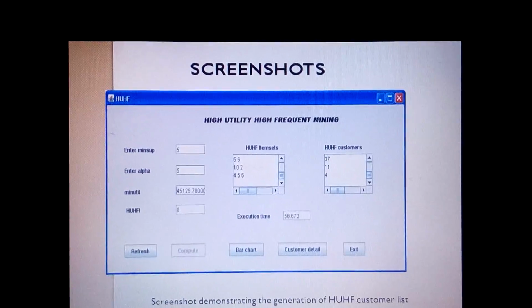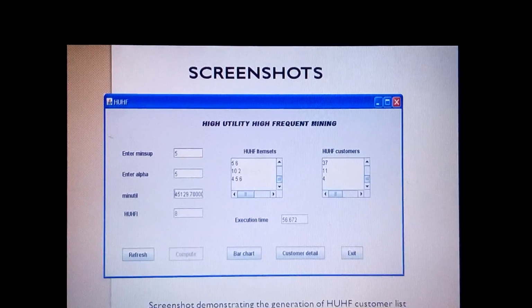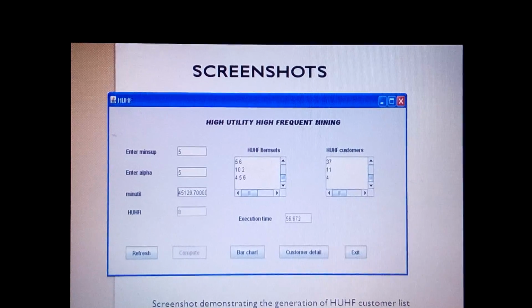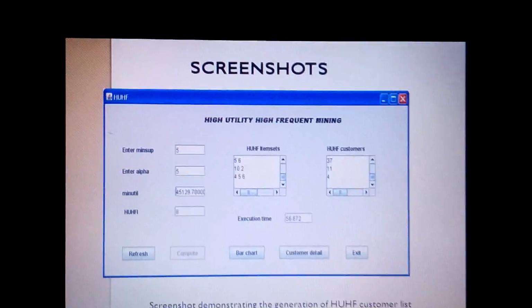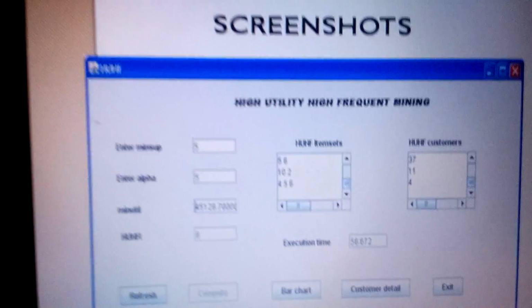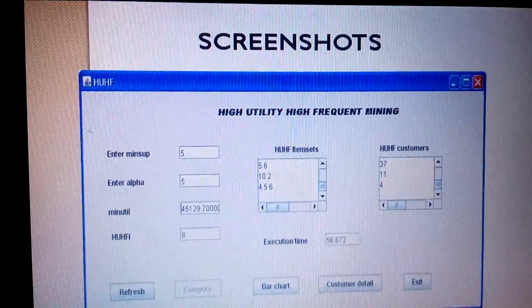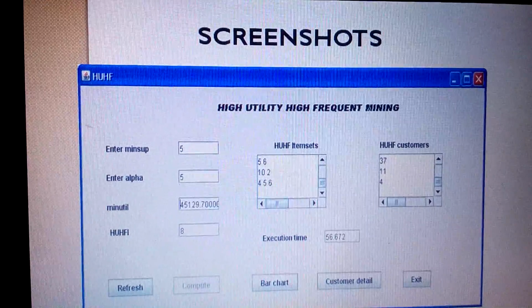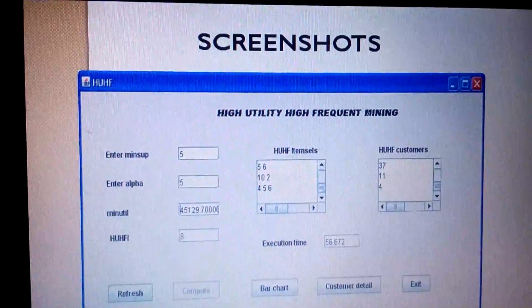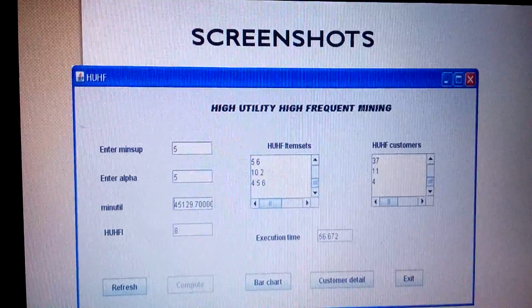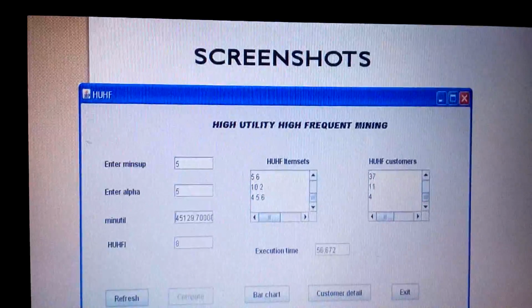Let us see the screenshots. High utility, high frequent mining. Enter minimum support, which is nothing but the transactions which have taken place in the shop. We have to enter how many transactions have taken place. Enter alpha, which is nothing but the profit amount. If we want to get above 50% profit, we have to enter 5.